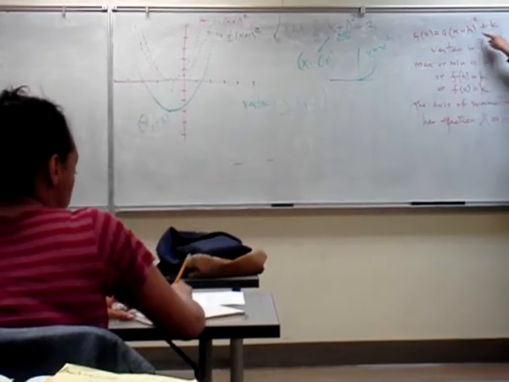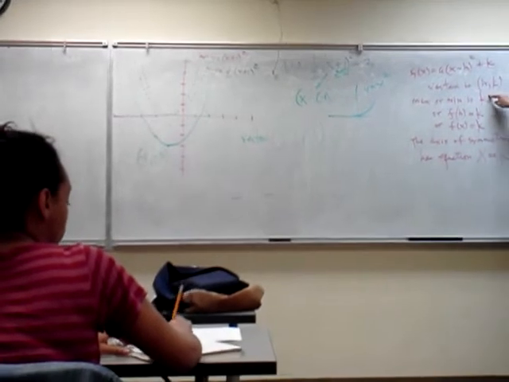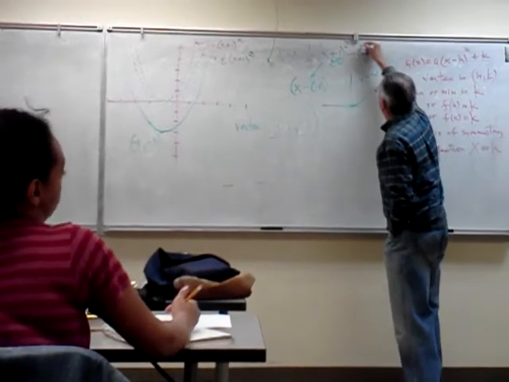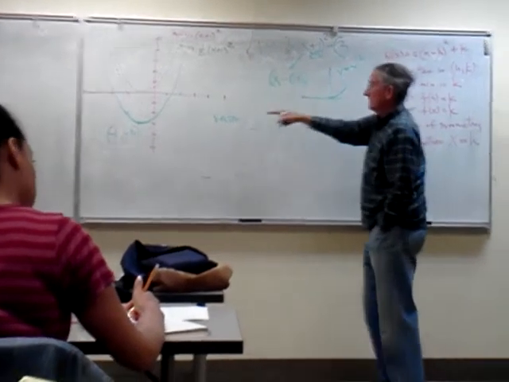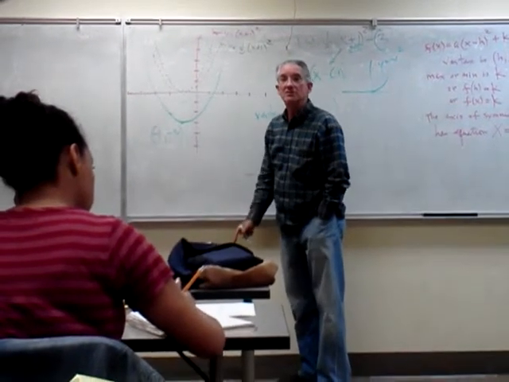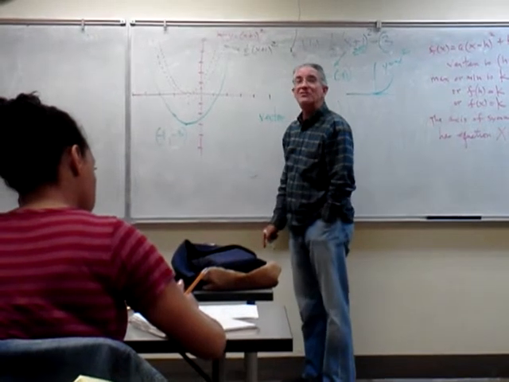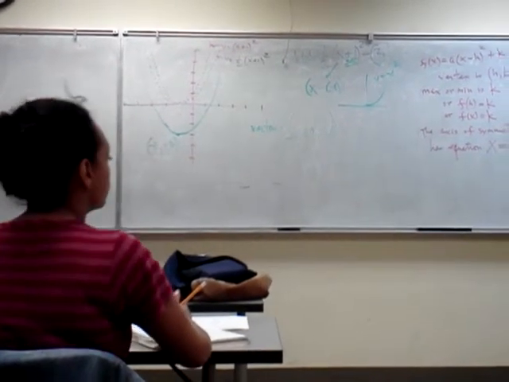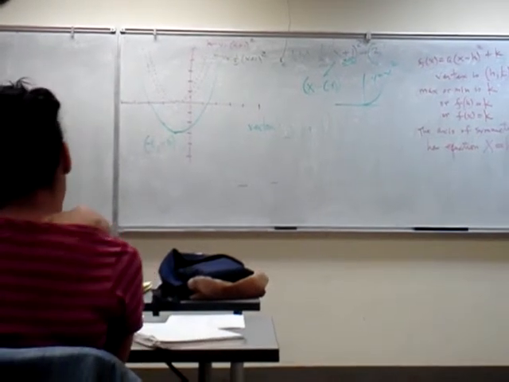Now, (h, k) is the vertex. In this case, negative 1, negative 3. This is your k. Negative 1, negative 3 is your vertex. Okay? Once you have your vertex, you're about halfway or more to doing the graph.